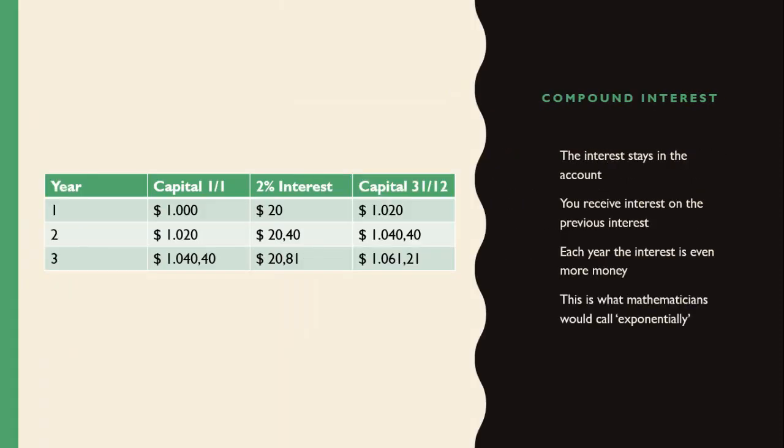Now, compound interest. The interest stays in the account and you receive interest on the previously received interest. So each year the interest is even more money. It grows. This is what mathematicians would call an exponential growth. Now look at the example.